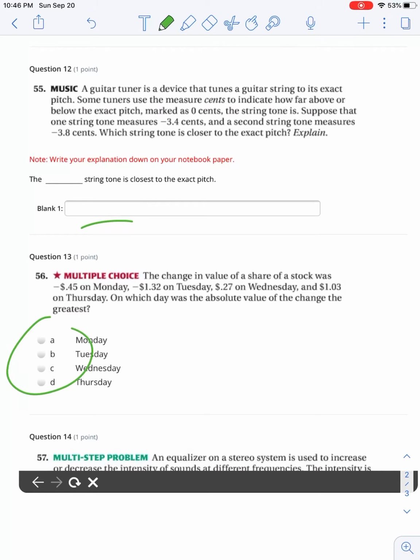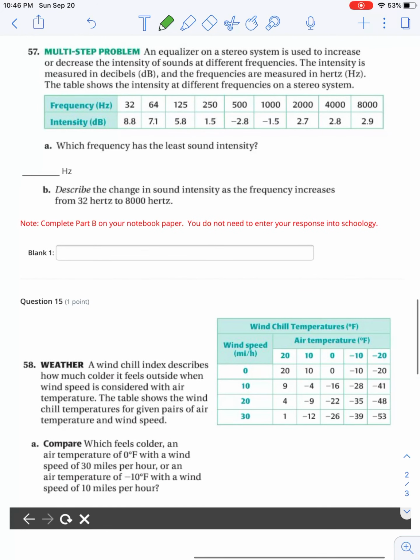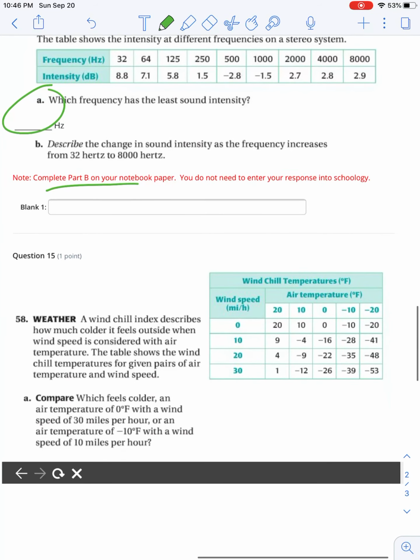Okay, number 56 is multiple choice. 57 even talks about complete part B in your notebook paper, but you don't have to enter anything there, but you should have to enter part A for sure, and I think even 58 is a little cut off on my screen here, but I think that one's kind of similar too. One part you enter, other part you just explain on your paper.